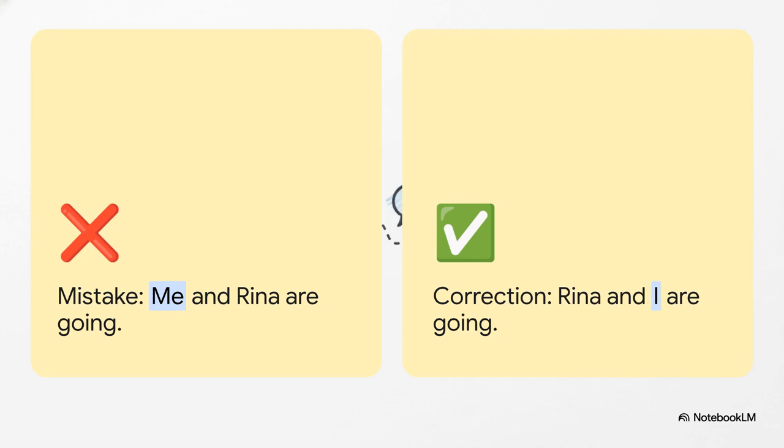Ooh, this is a huge one. "Me and Rena are going to the party." The correct way is actually "Rena and I are going to the party." First off, it's just considered grammatically polite to put the other person's name first. But more importantly, since you are both actively doing the action of going, you need that subject pronoun I.